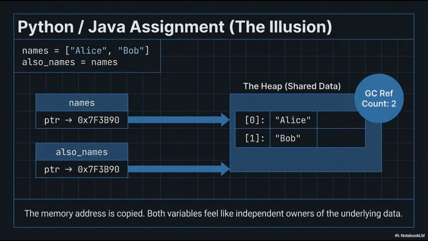Yep, because the garbage collector just ticks up a little reference counter to 2 and moves on with its day. Exactly. So the mechanism there is crucial. I'm copying the memory address, but I'm not touching the underlying data. Both variables essentially feel like they own the list. Now let's translate that exact same operation to Rust.